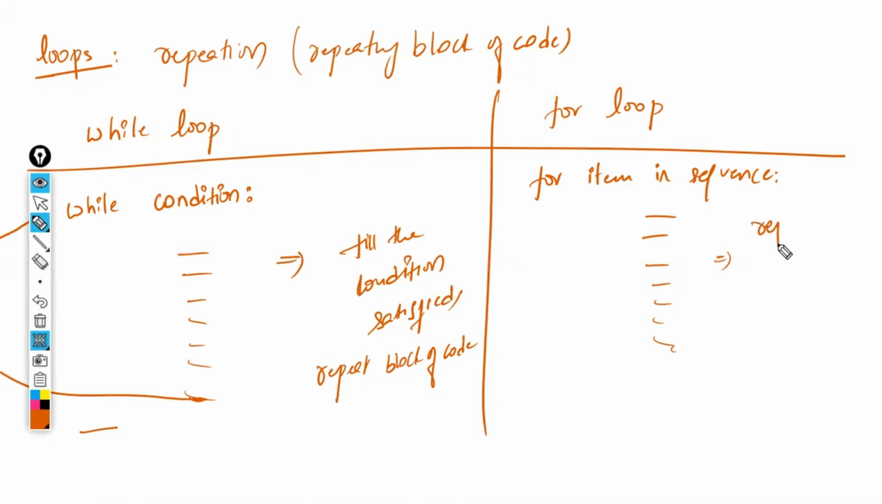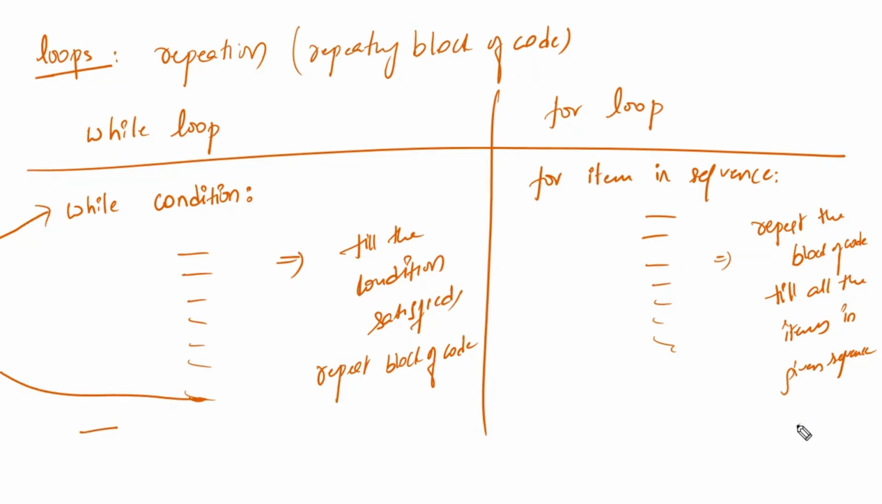It repeats the block of code, which is called a loop, till all the items in the given sequence are completed. For the sequence given, it takes a single item and repeats the block of code, until all the items in the sequence are completed. So the for loop is one of the most important ones, as we discussed in the last class with multiple examples.